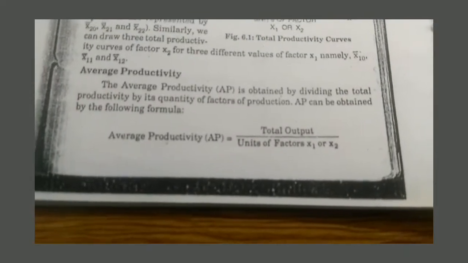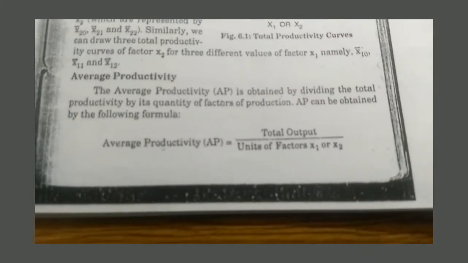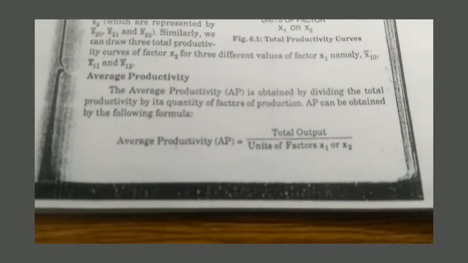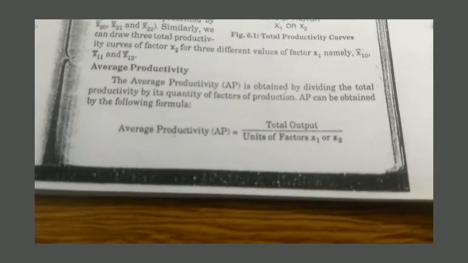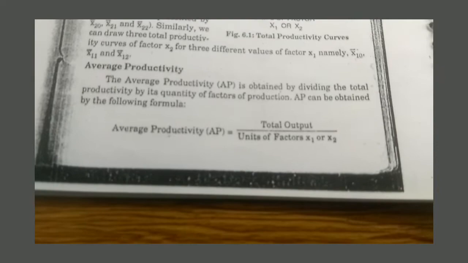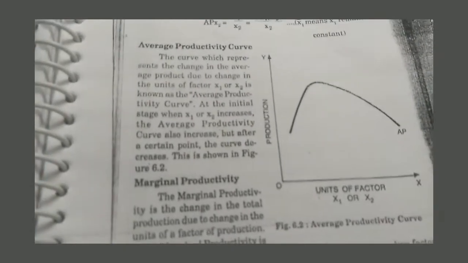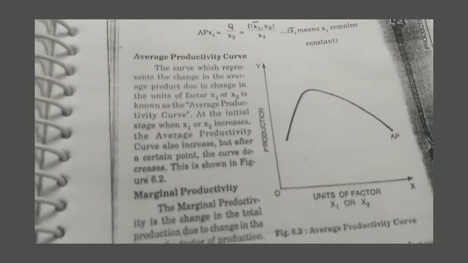Average productivity. The average productivity is obtained by dividing the total productivity by the quantity of the factor of production. AP can be obtained by the following formula. This is the formula: total output divided by units of factor X1 or X2. Now, the average productivity curve. The curve which represents the change in the average product due to change in the units of factor X1 or X2 is known as the average productivity curve.